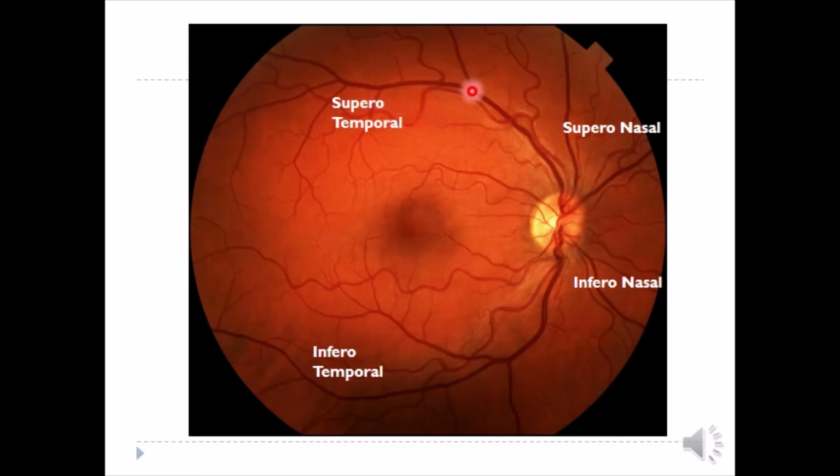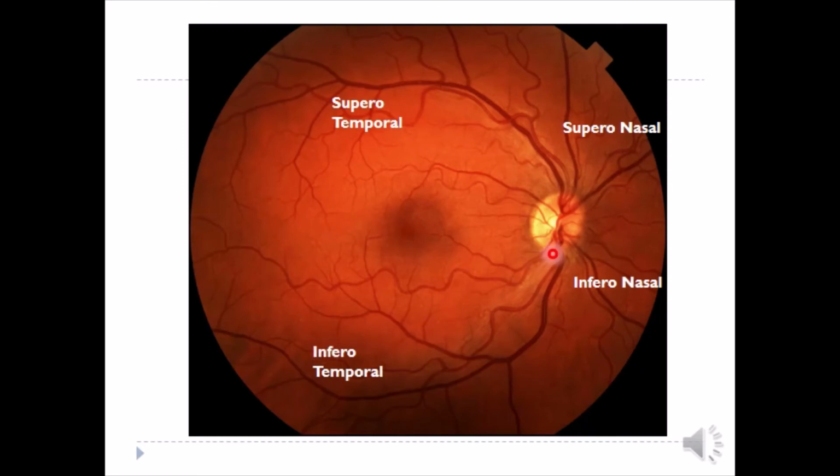You can see this one. And now you can see another one going towards this, that is the infero-temporal artery. If this is the temporal side, this will be the nasal side. So you have an artery going to the superior nasal, and this is inferior nasal. This is the superior portion, this is the inferior portion, this is the temporal portion, and this is the nasal portion. So you have superior nasal, superior temporal, inferior nasal, and inferior temporal.